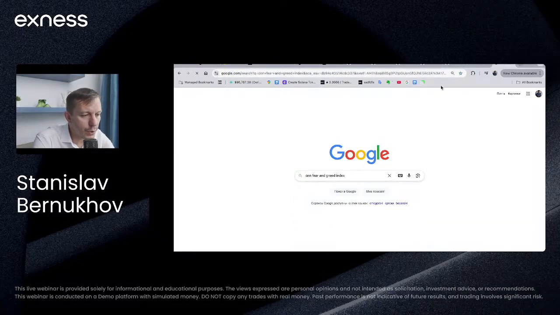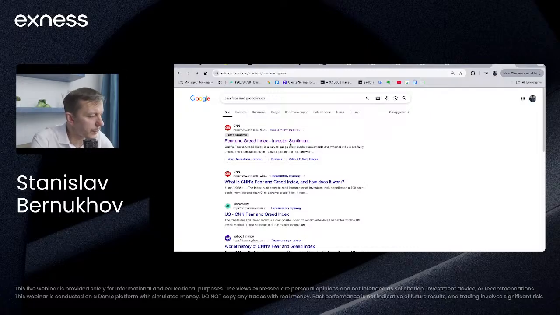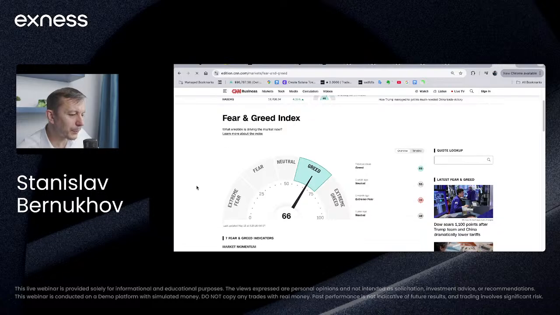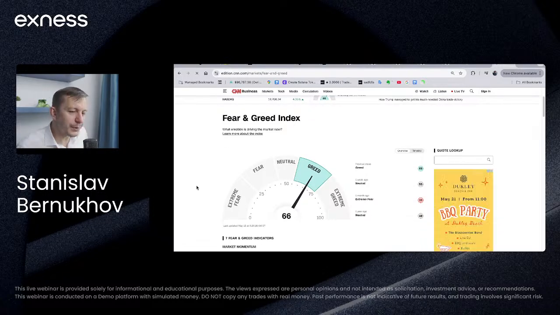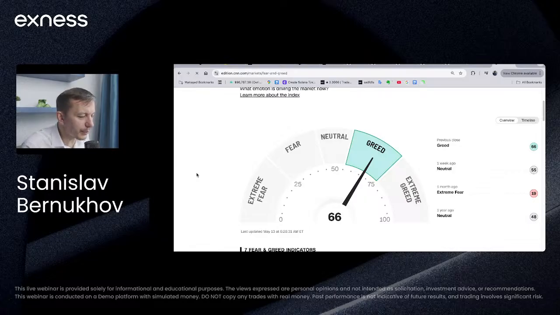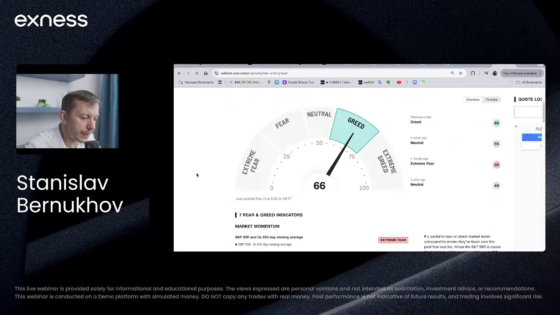So let's go to CNN's Fear and Greed Index and see what has changed. We are in the greed territory, so that's the market, guys. A week ago we were in the fear territory. Two weeks ago we were in extreme fear territory. Now we're in a greed territory. So that's how the market operates. That's all you need to know about markets. It just fluctuates between different polar states.